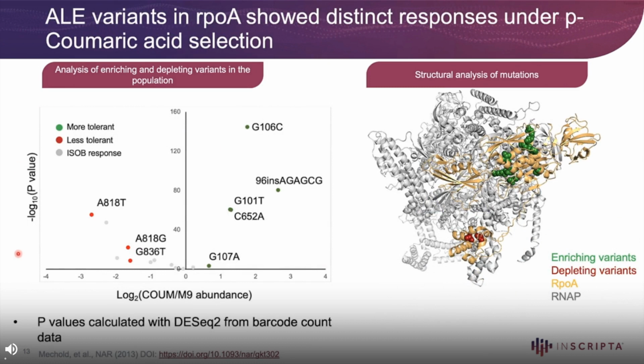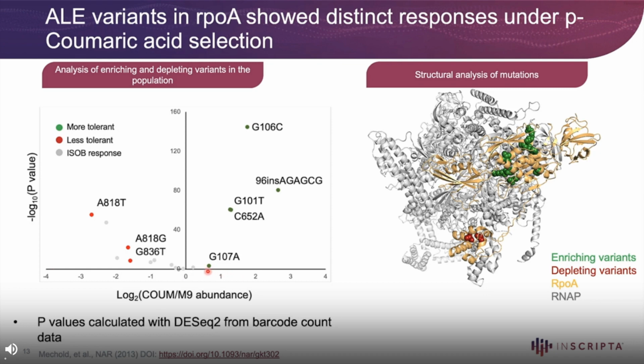Here on the left, we're looking at a graph that's outlining the enrichment of the different designs, and here on the right, we're looking at a structure of RNA polymerase with the alpha subunit shown in orange. So shown here on the left in this graph is the log twofold change of the designs in the coumaric acid over the M9 abundance. And so anything here on the right would be enriching in the population, and anything shown here on the left would be depleting in the population.